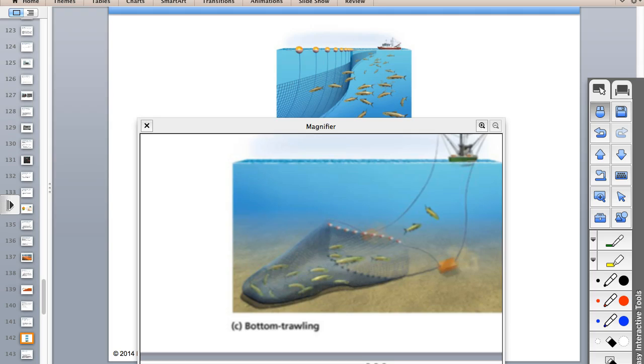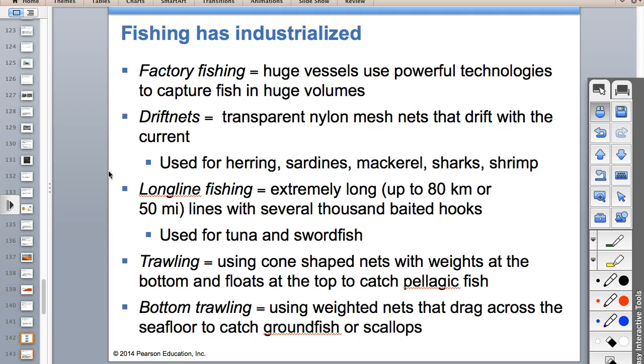This is called a seine. A lot of these are like a purse. What they'll do is close up like a drawstring bag. So you would close this up like a drawstring bag and pull it up. So anyway, that's how that goes. That's bottom trawling. Those are some notable fishing methods that you need to be aware of.